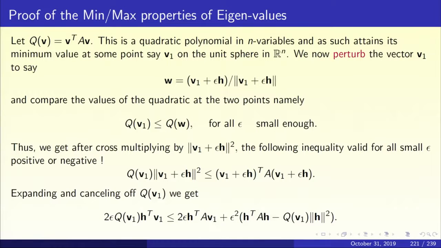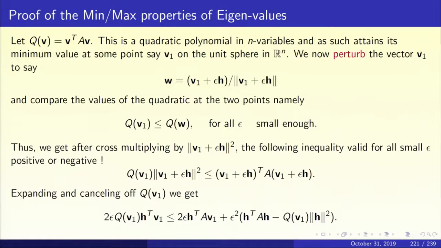Now let us look at the right hand side. The right hand side will also have an epsilon squared term. What will the epsilon squared term on the right hand side be? It is going to be h transpose A h. So these epsilon squared terms have been collected together. What about the epsilon terms appearing on the right hand side? It's going to be epsilon h transpose A V1 plus V1 transpose A epsilon h. So it's epsilon times h transpose A V1 plus V1 transpose A h.